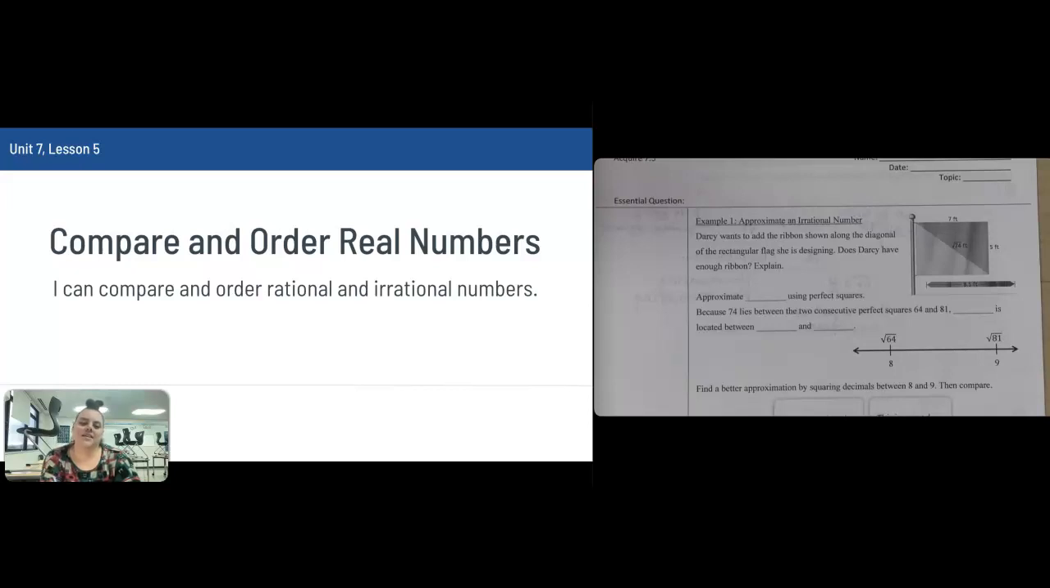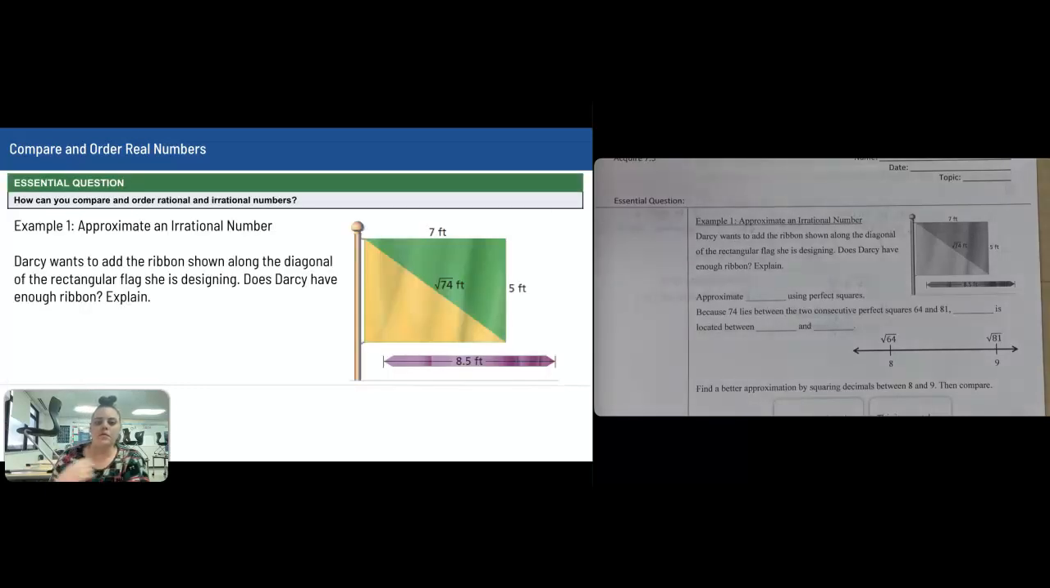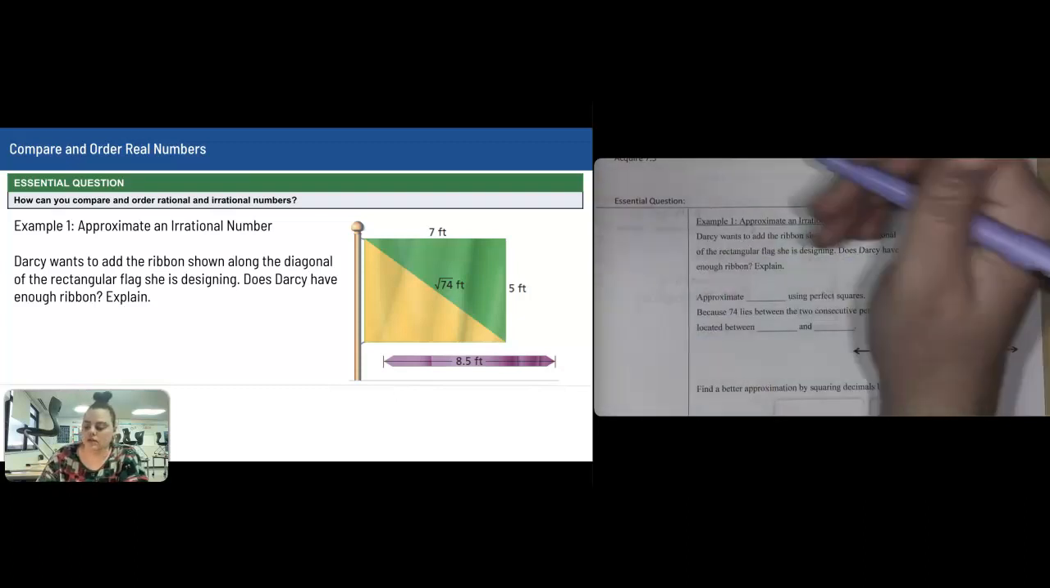Hey y'all, in this lesson we are looking at comparing and ordering real numbers. So we want to be able to compare and order rational and irrational numbers, which together make up real numbers. A reminder that an irrational number is a number that basically cannot be written as a fraction. We'll write down our essential question: how can you compare and order rational and irrational numbers?